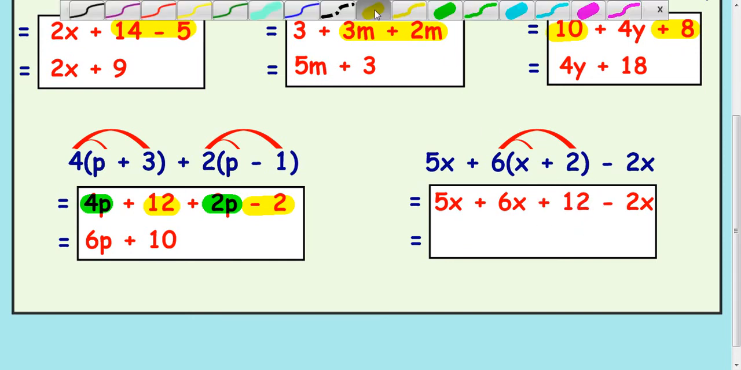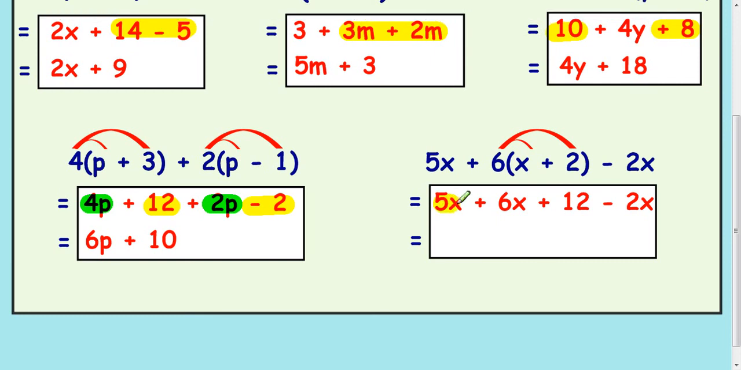You can then collect up your like terms. So we've got 5x plus 6x, that's 11x. And then you've got to take away 2x. So 11x take away 2x is 9x, and then you've just got your plus 12.